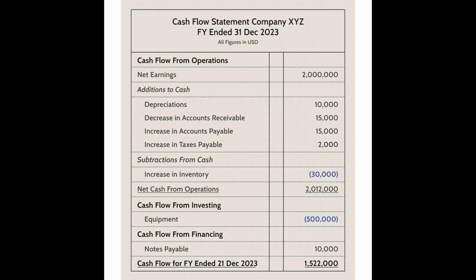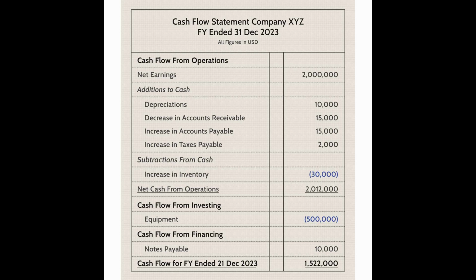And the last major section of the cash flow statement is the cash flow from financing. This company raised $10,000 through notes payable, meaning it borrowed cash from lenders. That's the cash inflow. No dividends or debt repayments were listed, so net cash from financing is $10,000.